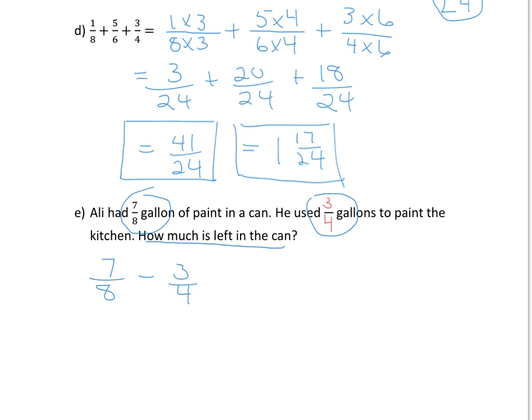4 is a factor of 8, so we can use 8 as our denominator. So we won't change the first fraction, but we'll change the second one. We're multiplying by 2 to get a denominator of 8, so we'll multiply the numerator also by 2. So we have now 7/8 minus 6/8 equals 1/8.